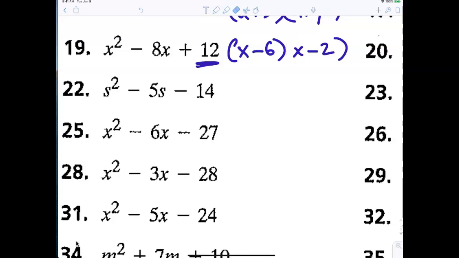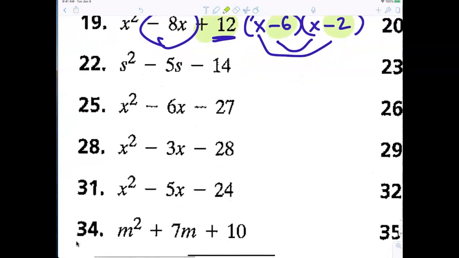This is how much right here. How much is this? That makes the middle term. Now, what is negative 6 times negative 2? That's that number right there. And of course, x times x is x squared. All right, come on, keep going.